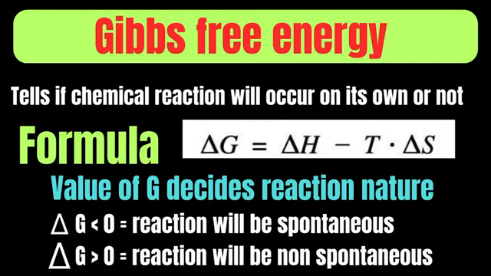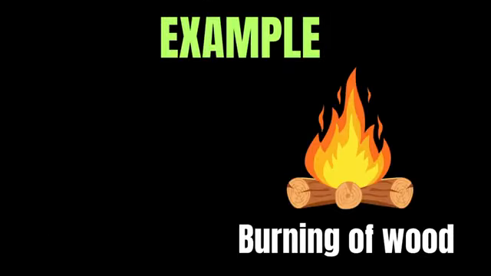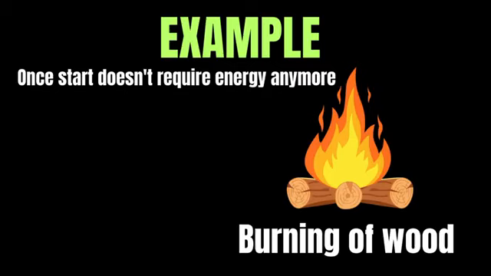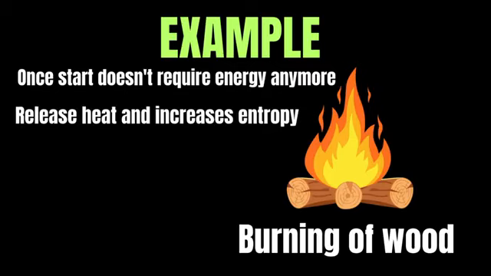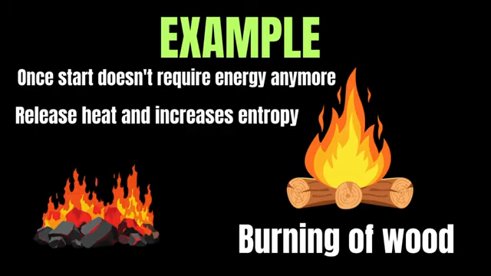But if delta G is greater than 0 or positive, the reaction is non-spontaneous, meaning it does not happen on its own. And if delta G is equal to 0, the reaction is at equilibrium, meaning it does not move forward or backward. For example, burning wood is a spontaneous reaction because once it starts, it keeps going without any extra energy input. It releases heat and increases entropy, making delta G negative. However, the reverse process, turning ash and gases back into wood, is non-spontaneous because it requires a lot of energy and does not happen naturally.